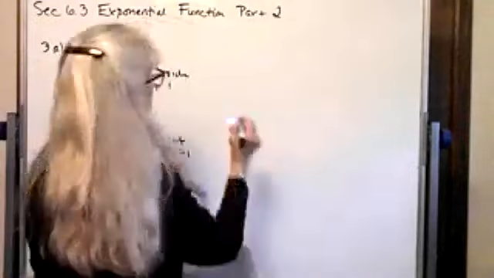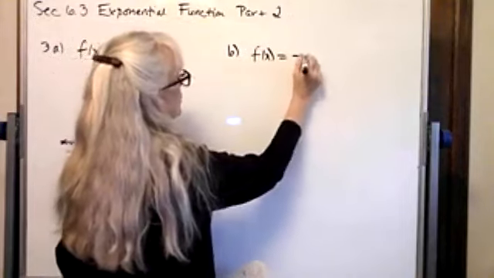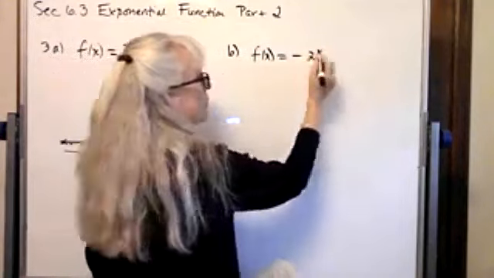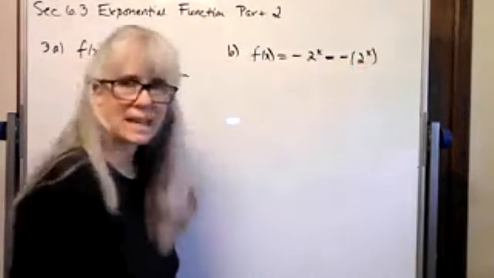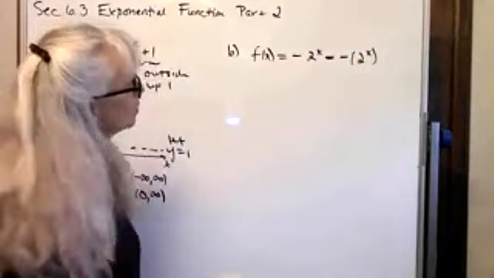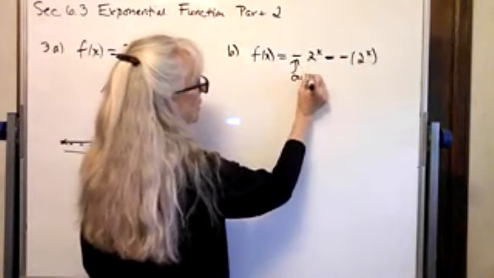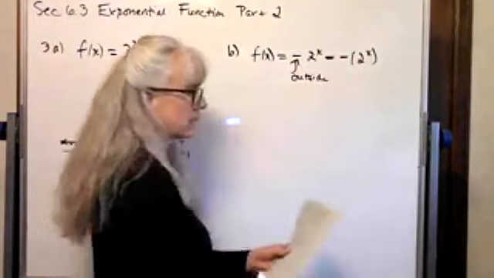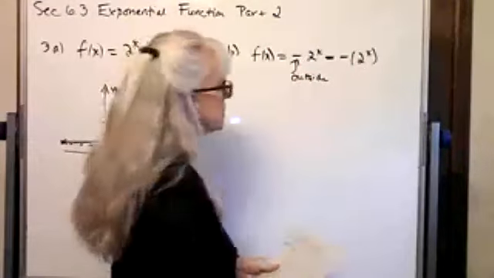Okay, what about part B? It says we have f of x is equal to negative 2 to the x. And again, what this really means is the negative of 2 to the x. The base can't be negative, so it's a negative out in front of this function. Well, what does that do? Again, that negative is outside. And we know that when you put a negative outside of a parabola, it flips it across the x-axis. So it's the same thing that's going to happen here.